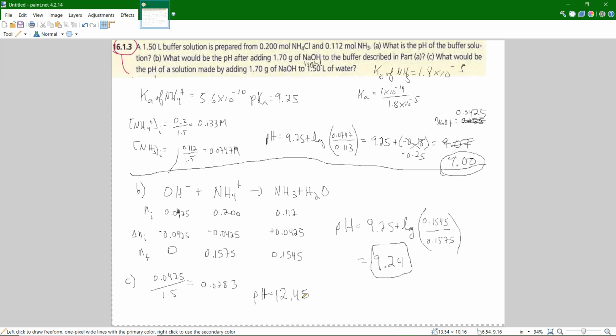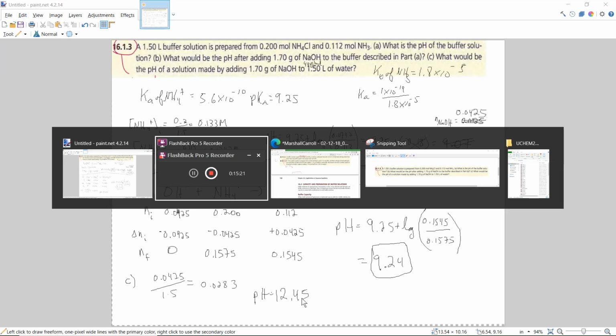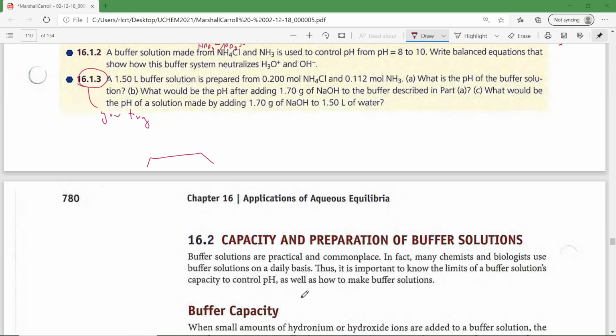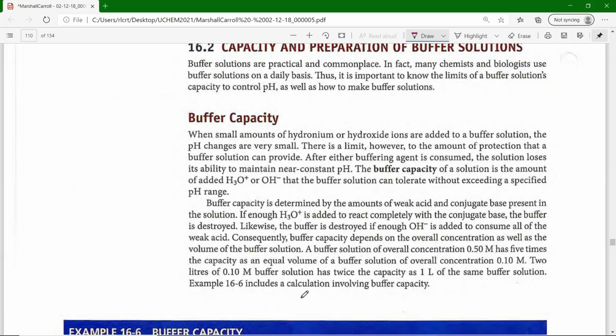Okay, so I'm glad we did that, and let's now go to our new topic, which is still related to this topic. So I want to go to here, capacity and preparing the buffers.